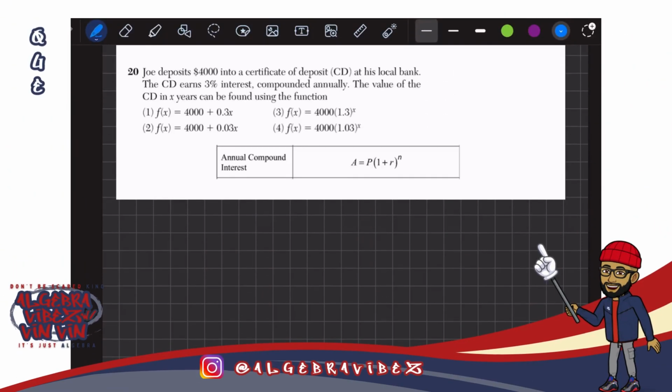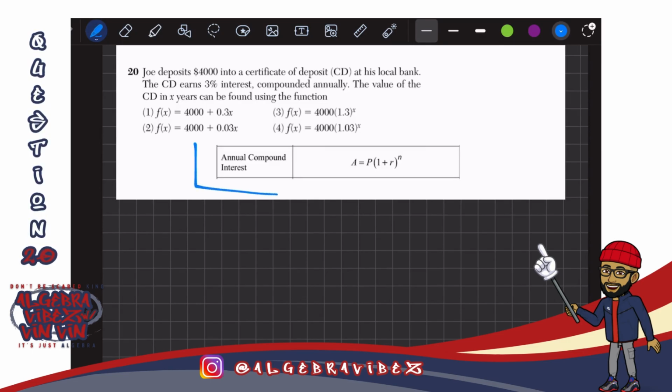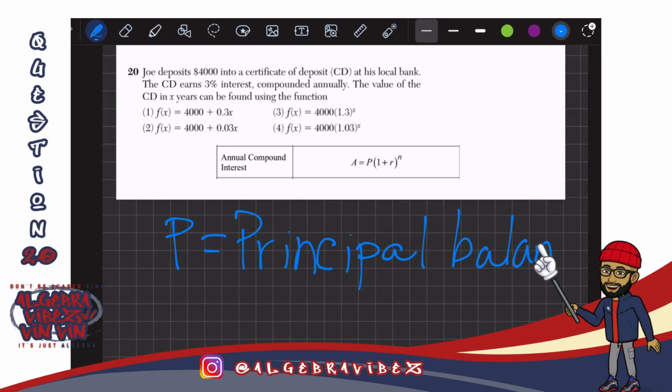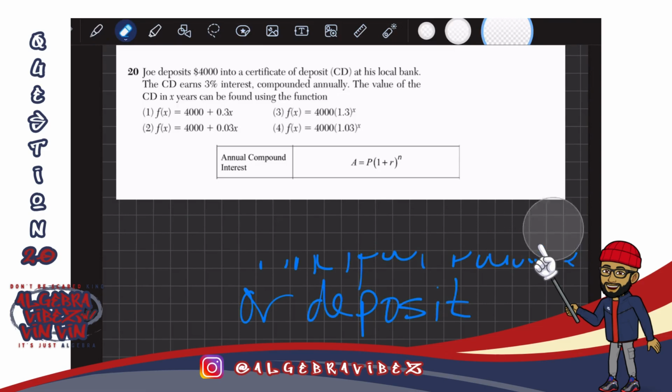All right, what up, everybody? Question number 20. We pulled this annual compound interest formula right here from the reference table that you're going to get. So we're just going to go through it real quick. A represents, obviously, the annual compound interest. P represents the principal amount, so the principal balance or the deposit. So remember that. If you need to take notes, write this down. It's the principal balance or the deposit on that.